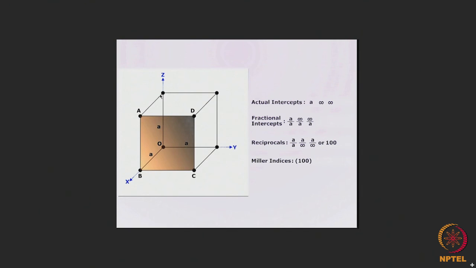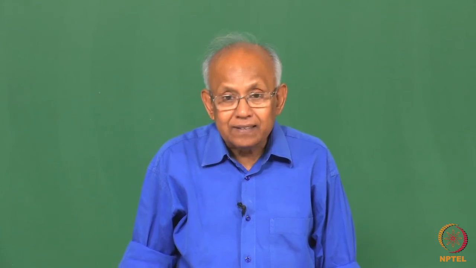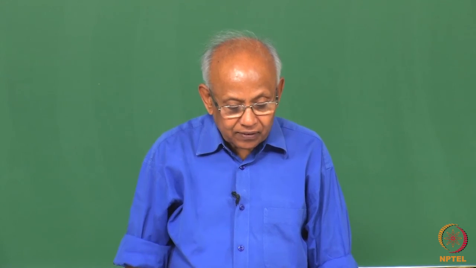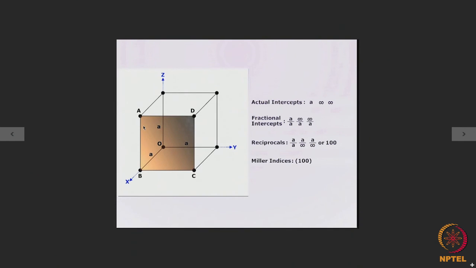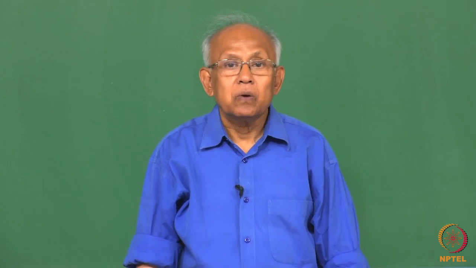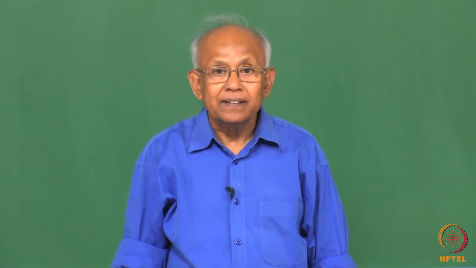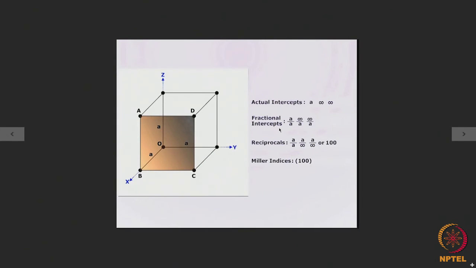Now, if it does not intersect the y or the z axis, we can say that the intercepts made on the y and z axis are infinity. That means the plane ABCD has an intercept of a on the x axis, infinity on the y axis and infinity on the z axis. Now, the second step is to find out the fractional intercepts. This is done by dividing the actual intercepts by the relevant lattice parameter. So, the fractional intercepts in this particular case will be a by a, infinity by a, infinity by a.